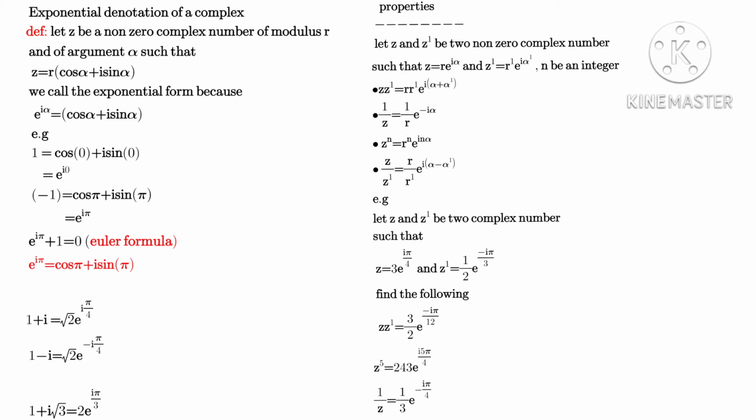We also have some other examples there. 1 plus i square root of 3. We have our answer as stated. Then we have the properties.